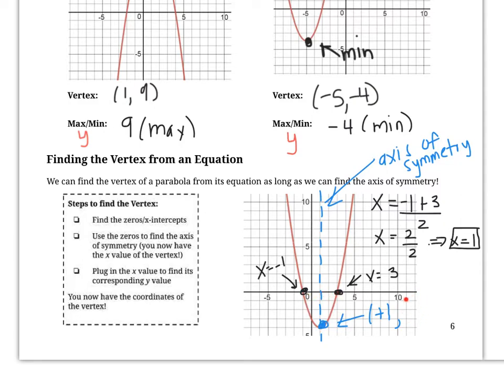How do you find the y value? Well, because we're given a graph, it's really easy to find out that it's 4, but imagine we didn't have this graph. Our last step to finding the vertex would be to plug that x value that we have into the equation that we're given. So let's try an example.